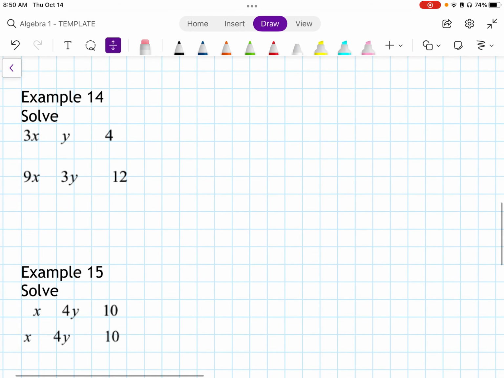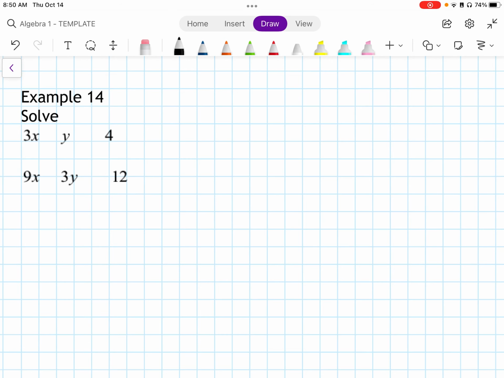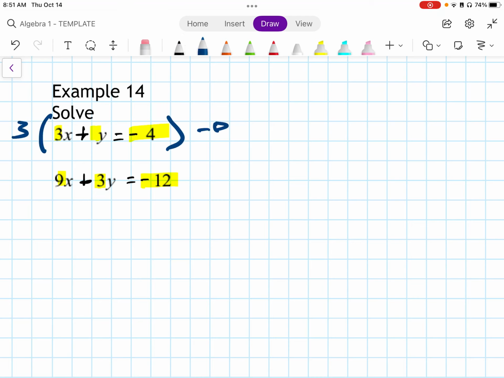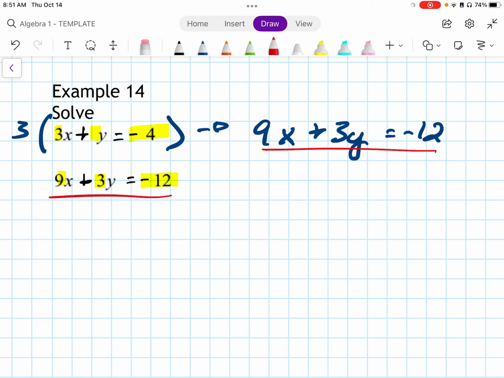All right, example 14. This should be 3x plus y equals -4, and 9x plus 3y equals -12. Looking at these, I notice that 3 to 9 is multiplying by 3. 1 to 3 is multiplying by 3. -4 to -12 is multiplying by 3. So if I were to take this top one and multiply by 3, I would get 9x plus 3y equals -12. And this is exactly the same thing as what's down there.